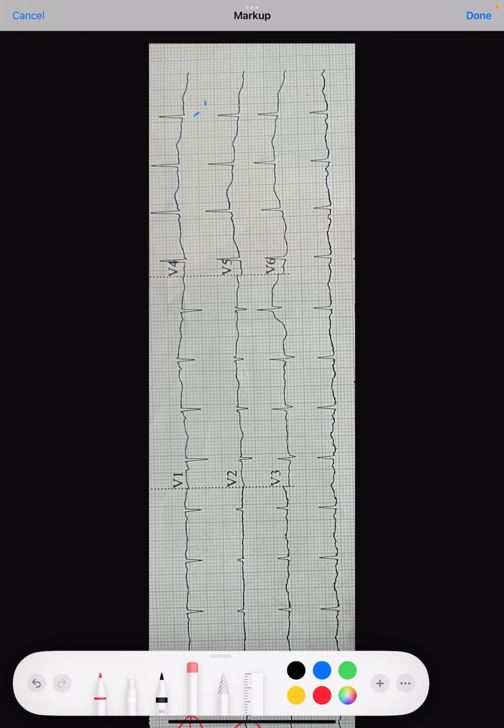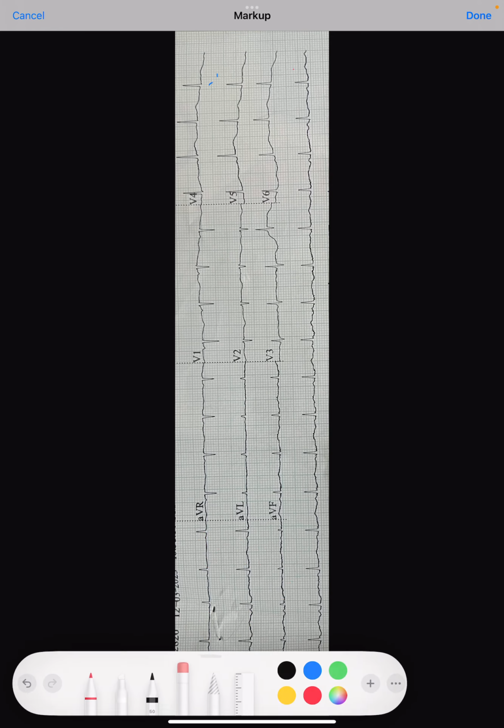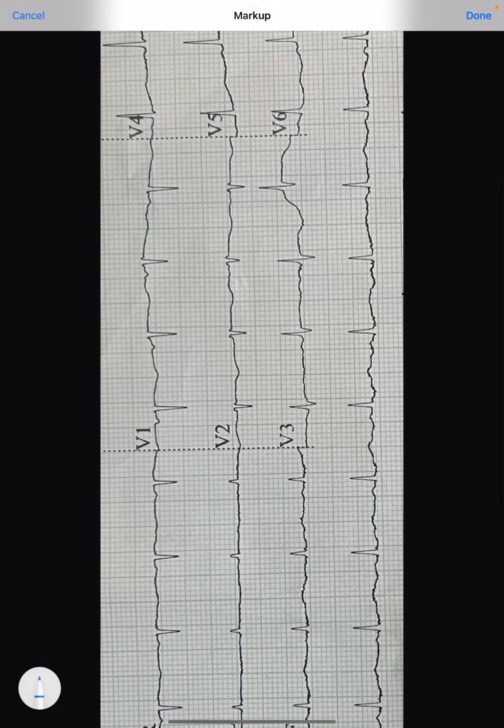So in this ECG, we actually don't have a very good T wave. We are not able to see a positive T wave. In fact, the T wave is more flattened. So we don't have a T wave here.